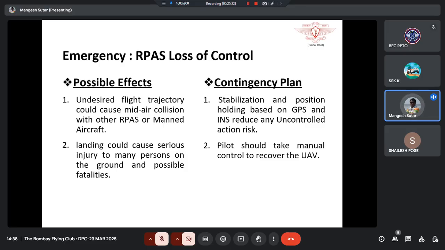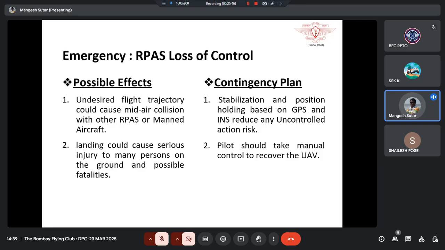A lot of people power on the drone at one location, then pick up the drone and put it at some other location from where they intend to do the flight. So you will have an RTH where you powered on the drone, but a different RTL location because you take off from another location. In that scenario, you have two different points: RTH would be different and RTL would be different.